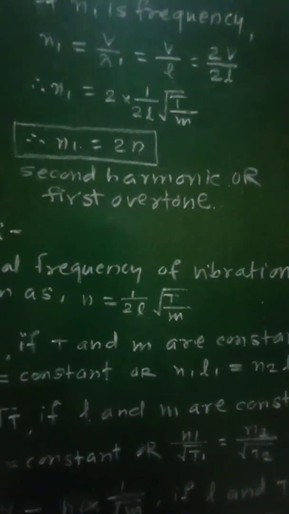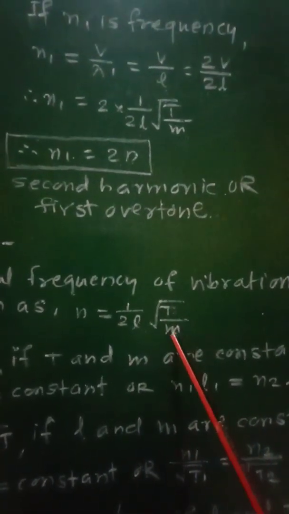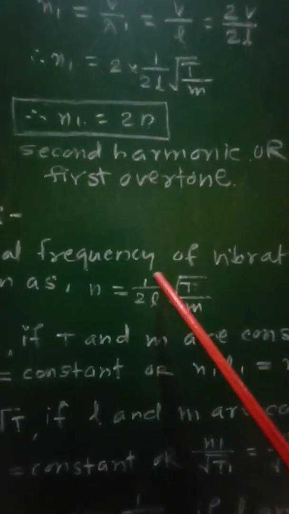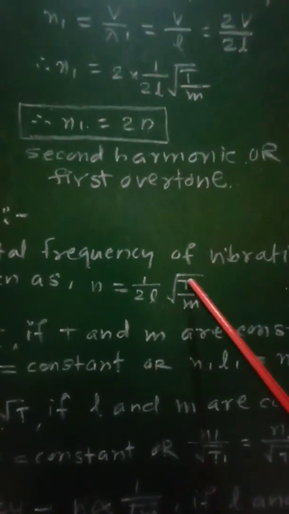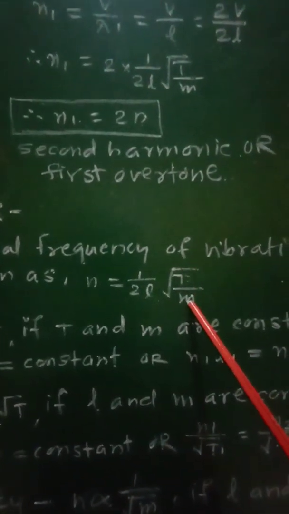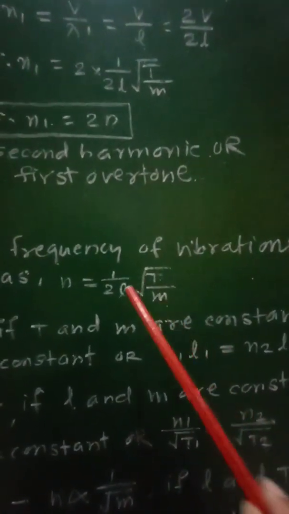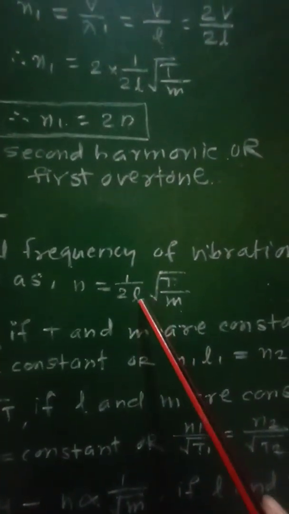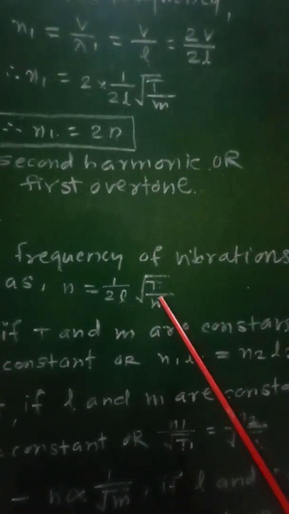As there are three quantities, length, tension and mass per unit length, in order to state these laws, one of the quantities will be kept variable and at the same time the remaining two quantities will be kept constant. So when L is variable, T and M will be constant. When T is variable, L and M will be constant. When M is variable, L and T will be kept constant. And from this, the law of length, law of tension and law of linear density, that is mass per unit length, will be stated.